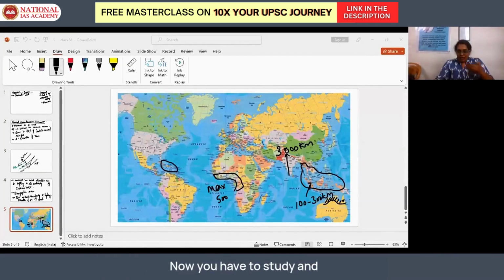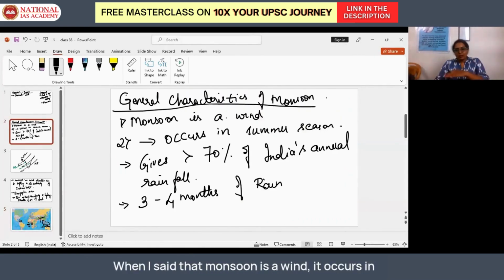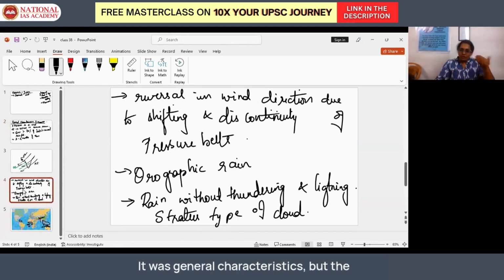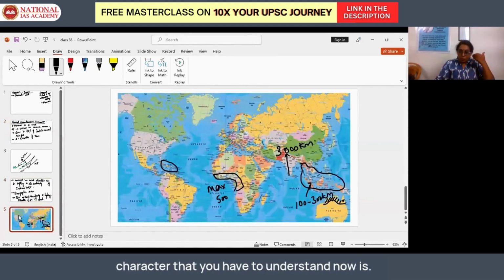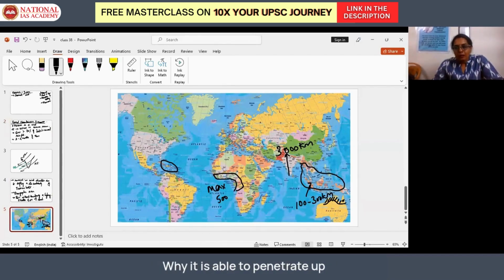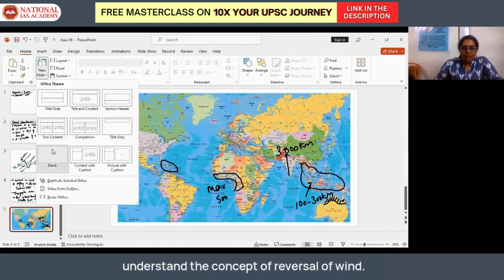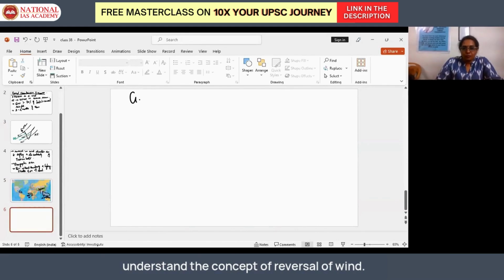Now you have to study and understand the general characteristics, which you have already understood. It was pretty easy. When I said that monsoon is a wind, it occurs in summer, it gives 70% rainfall, etc., those were general characteristics. But what you have to understand now is why it is able to penetrate so deep inside India, up to 3,000 kilometers. So first you have to understand the concept of reversal of wind.